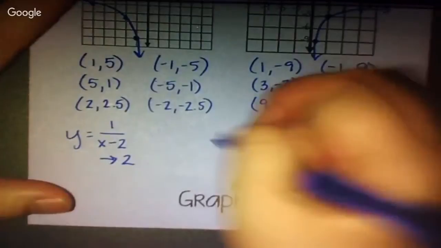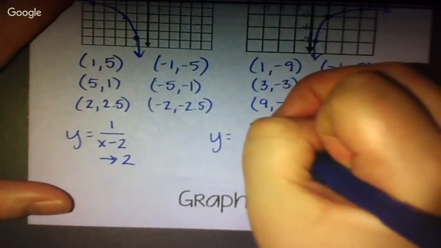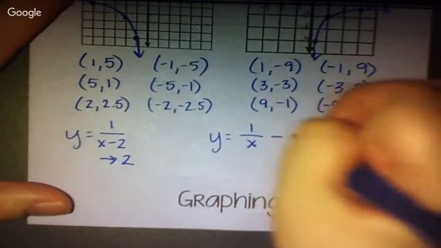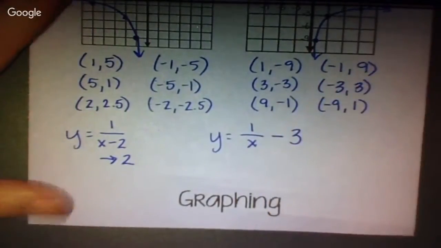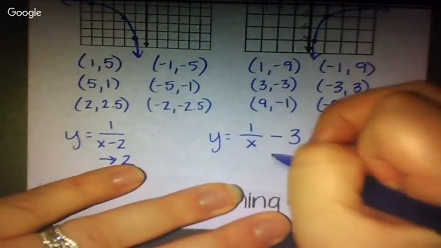What if I did y equals 1 over x minus 3? Is it with my x anymore? No, it's on the outside, so it affects how it moves up and down. So Mo is absolutely correct. This one would move it down by 3.